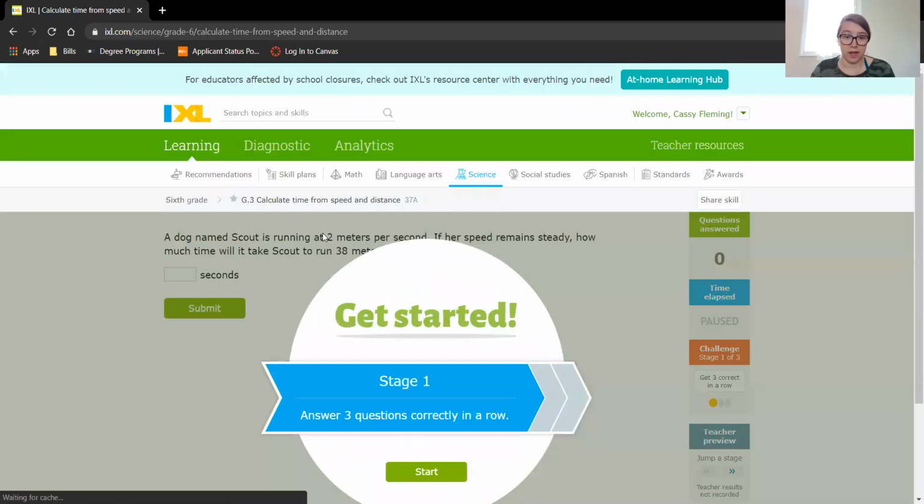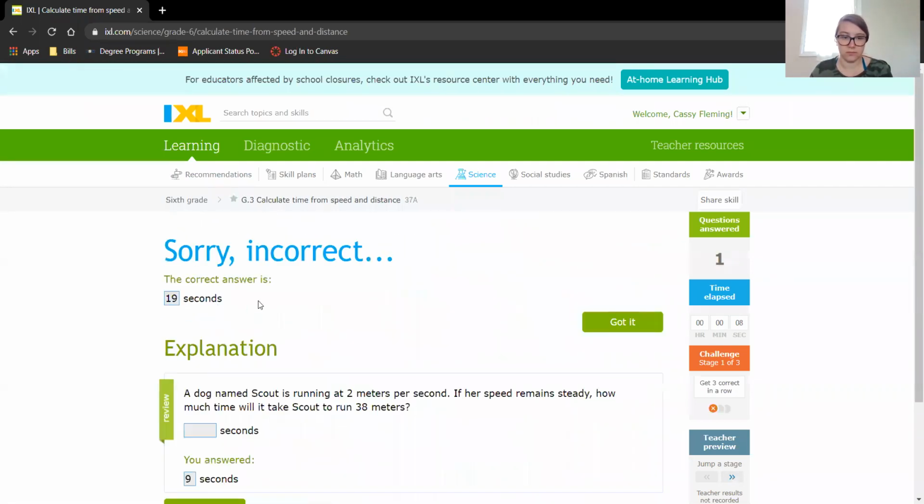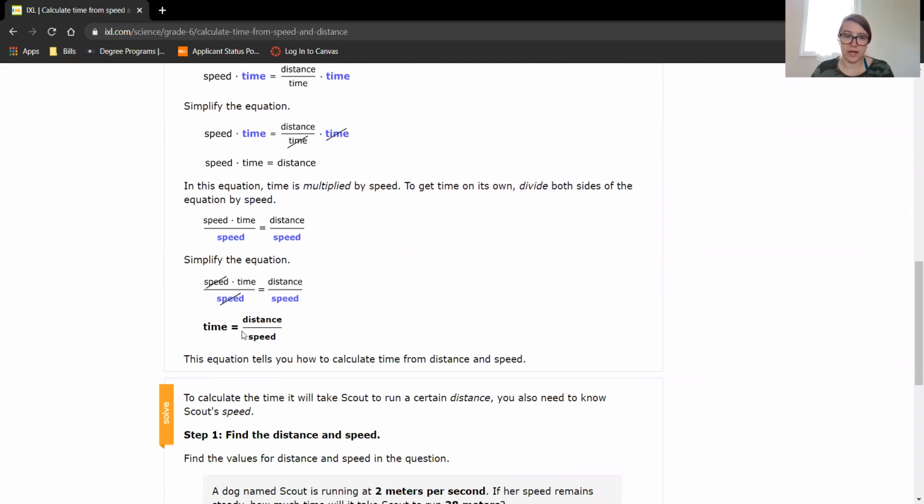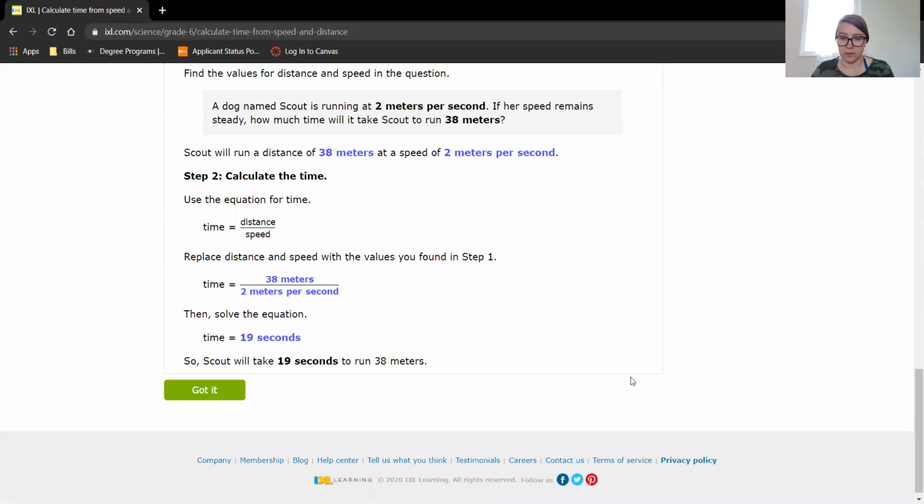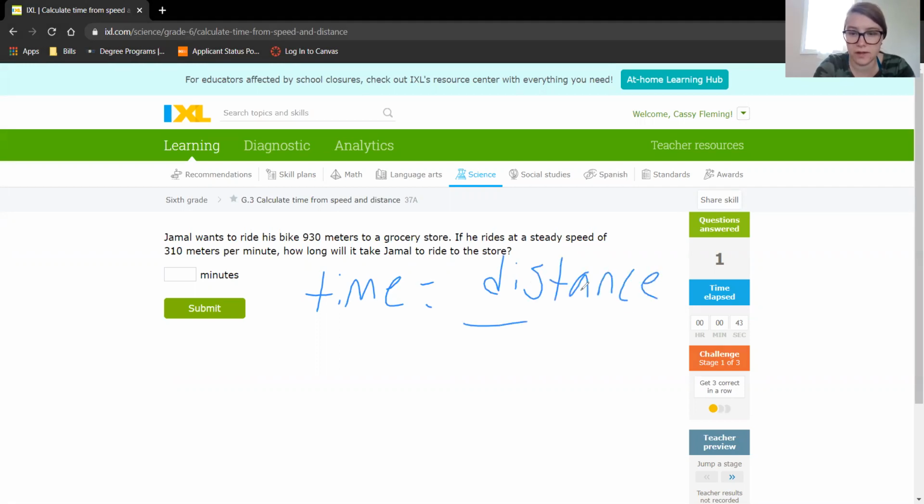I am just going to type in a random answer so that it gives us the formula. So for us to find time, the formula for time is distance divided by speed. So when looking for the time, again, time is distance divided by speed. So we can now figure out time. So time is distance divided by speed.